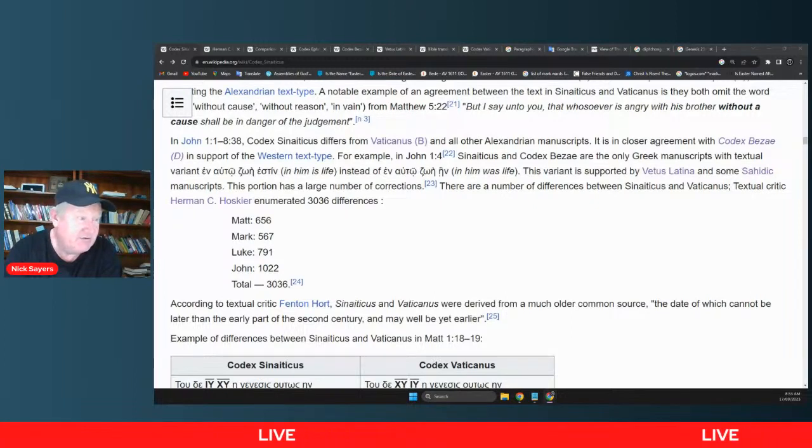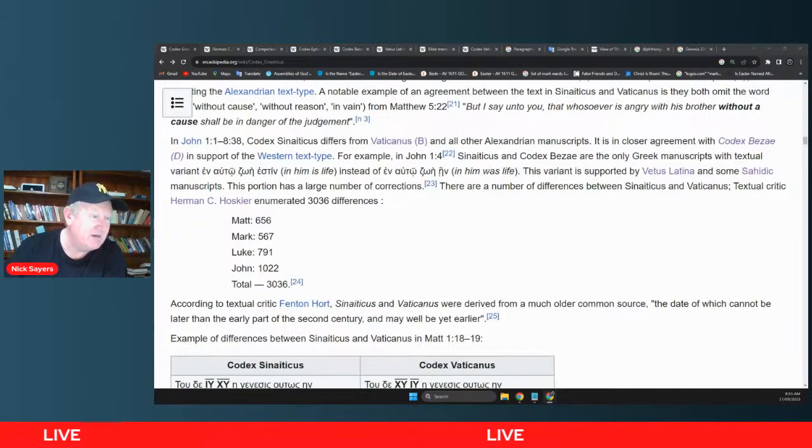So there's Dean John Burgon, the Revision Revised, page 16. Hermann Hoskier, who meticulously collated B and Aleph, and a host of other manuscripts in the early 20th century, fully documented over 3,000 differences between B and Aleph in the Gospels alone. They're on record, which I have. So this is Scott Jones.